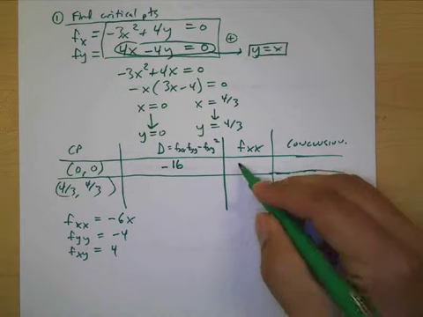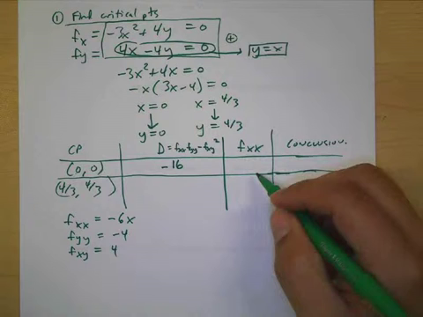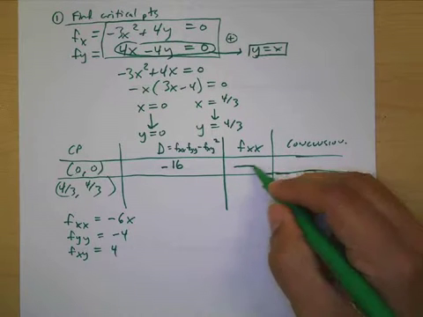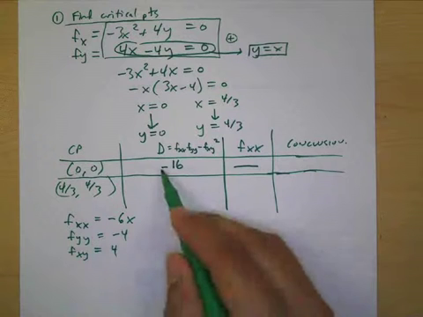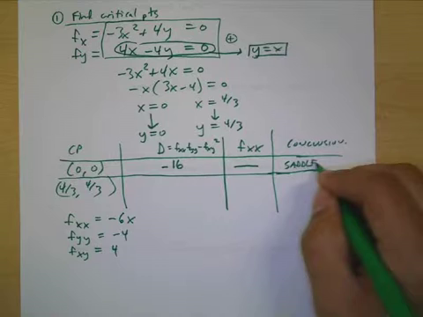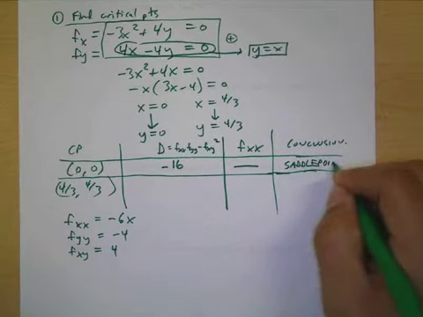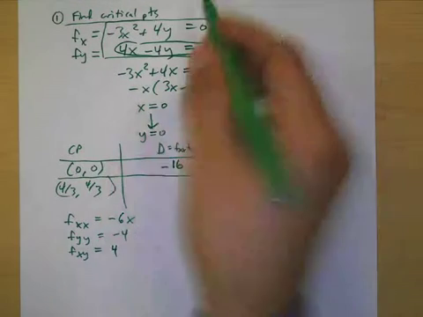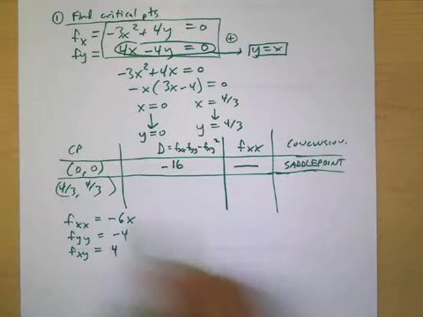Here, partial xx is 0, but it doesn't make a difference. Because if D is less than 0, what's the conclusion? Saddle point. Are saddle points actually that common? Yeah. We can probably put this up when we get a chance.